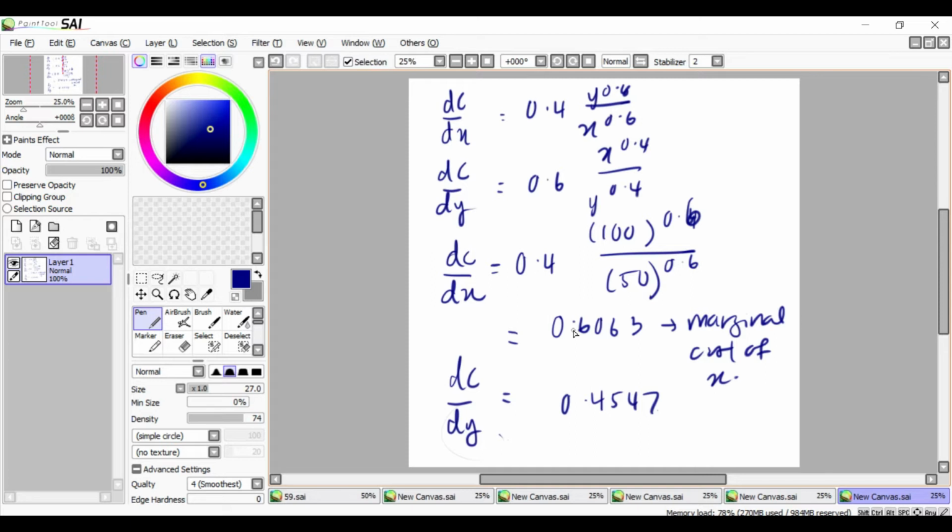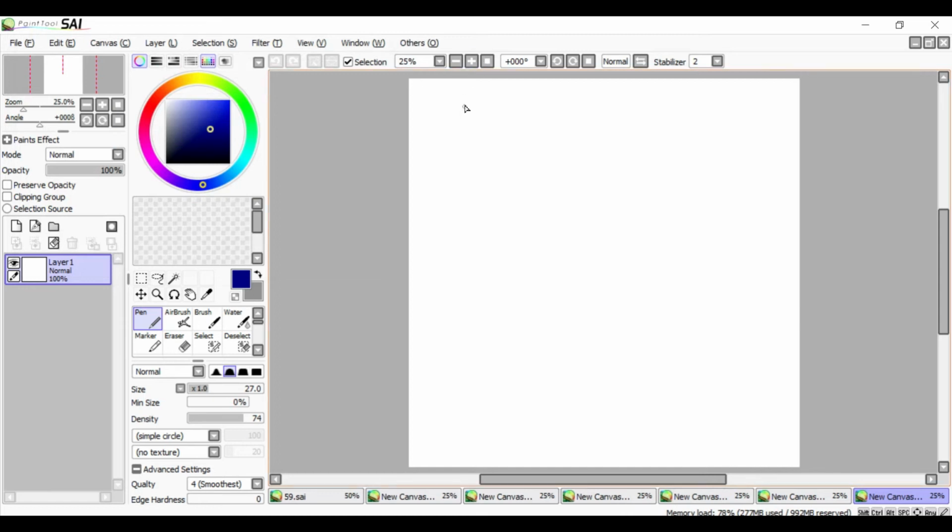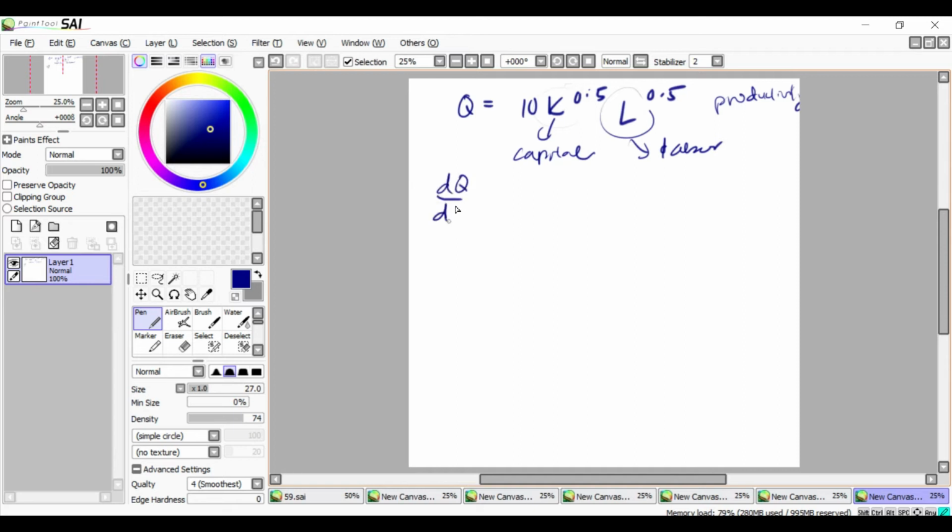Okay, so the next example we're going to be looking at is the productivity one. Let's say the function is q, 10k to the power of 0.5, L to the power of 0.5. So this is the productivity example. Remember, this is labor and this is capital. First thing we're going to do is differentiate with respect to each of these variables. Again, this is a product rule.